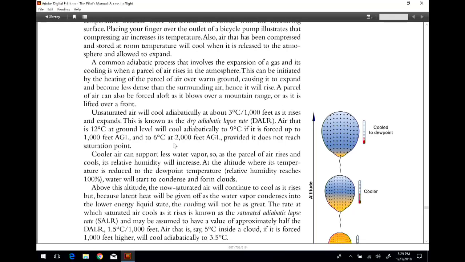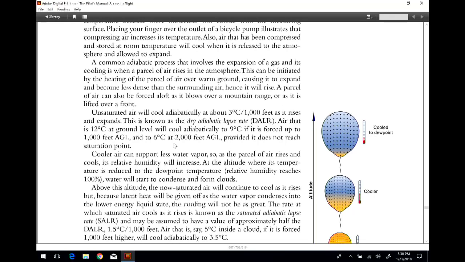Normally, air will cool at approximately 2 degrees per 1,000 feet. That is where the temperature drops approximately 2 degrees per 1,000 feet. Now, it says here that unsaturated air will cool adiabatically at about 3 degrees Celsius per 1,000 feet as it rises and expands. This is known as the dry adiabatic lapse rate, or DALR, 3 degrees Celsius per 1,000 feet.